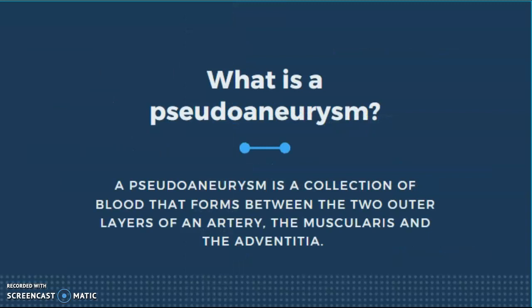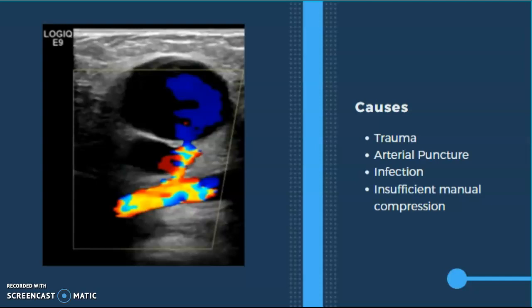So what is a pseudoaneurysm? It's a collection of blood that forms between the two outer layers of an artery, the muscularis and the adventitia. Some causes of pseudoaneurysms include trauma, arterial puncture, infection, and insufficient manual compression after a procedure.